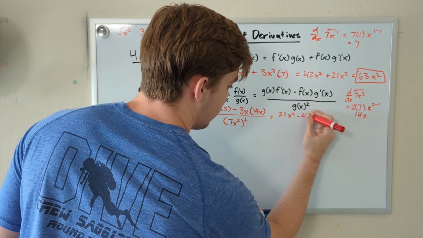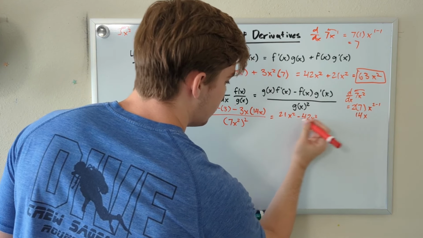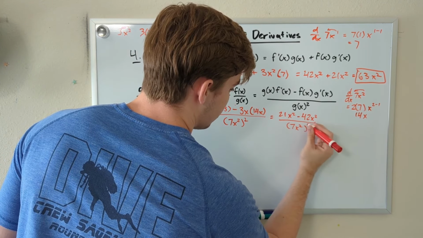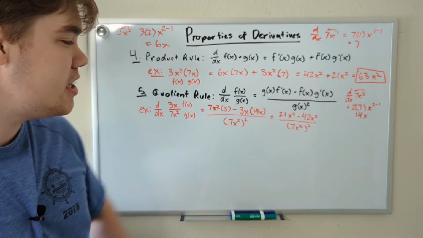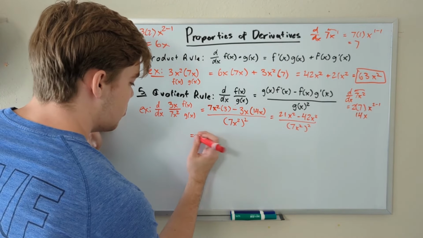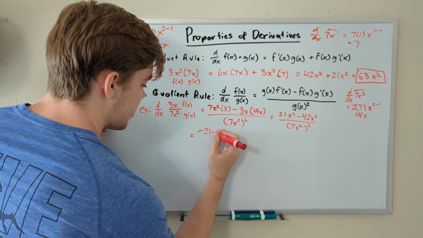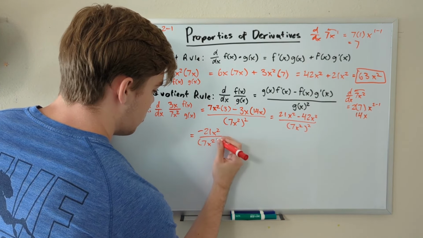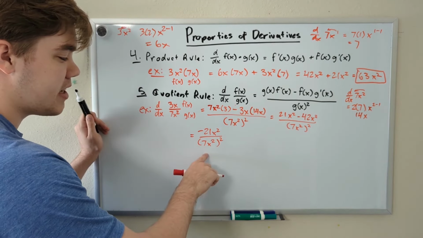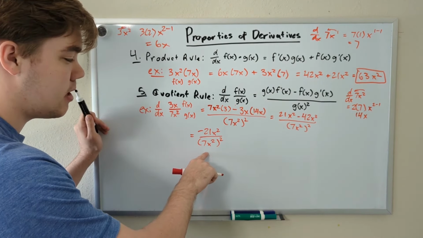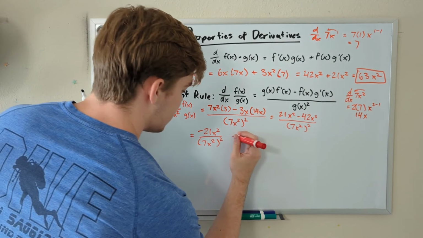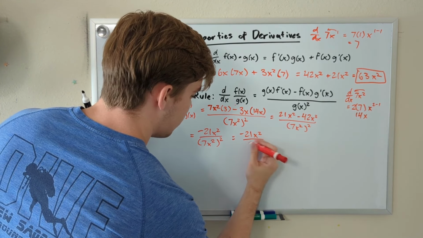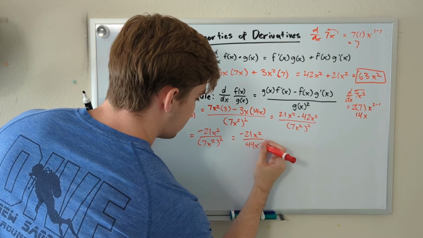So we subtract 42x squared, and this is all divided by (7x squared) squared. We can combine like terms here, so this is now equal to negative 21x squared divided by (7x squared) squared. To square 7x squared, we just need to multiply 7x squared by 7x squared. So this is now equal to negative 21x squared divided by 49x to the fourth.